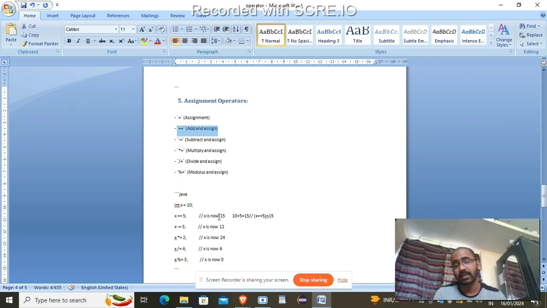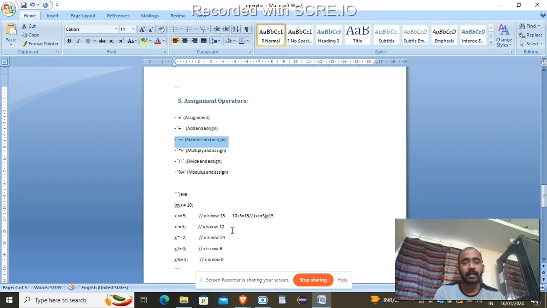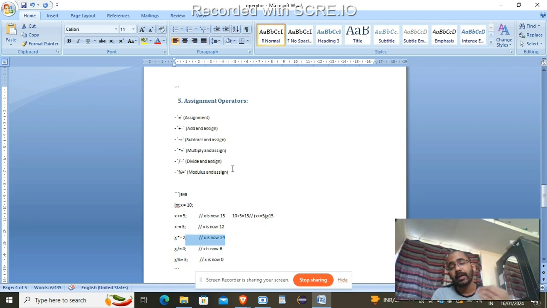Add and assign: now x is 15. How? x was previously 10, but with add-assignment, x equals 10 plus 5, which equals 15. That happens here, and x is assigned 15 again. In the same way, subtract-assignment happens, and also multiply-assignment, and divide-assignment operators are used the same way. Nothing is different.